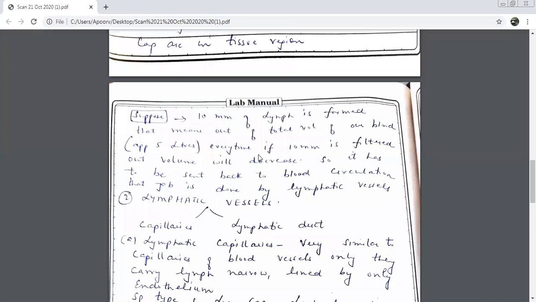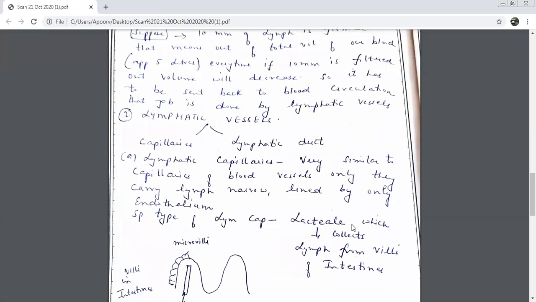Every time the lymph oozes out, the amount of blood volume keeps on decreasing, so it has to be compensated. So this lymph goes back to the blood circulatory system. Who's going to do this job of taking it back? Lymphatic vessels. We have already done that. Lymphatic vessels are of 2 types, capillaries and ducts. Lymphatic capillaries are very similar to blood capillaries. 2 main features of lymphatic capillaries, children, tell me. They are narrow and lined by endothelium. Single epithelium, that is one layer, and they are narrow also.